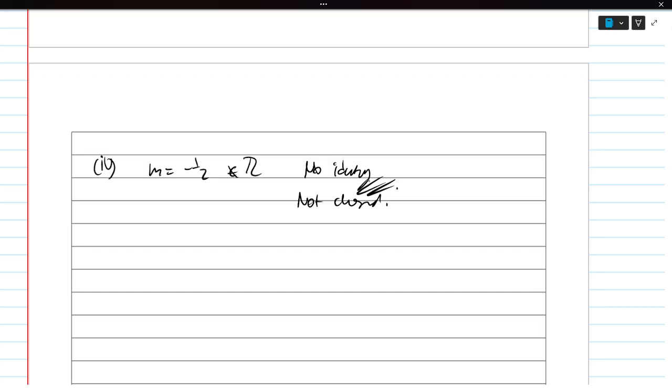The inverse. I mean, there is no identity. There is no inverse. And I don't even want to check associativity. I'm just gonna go to the marks.